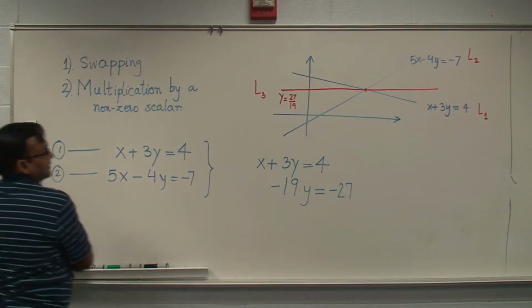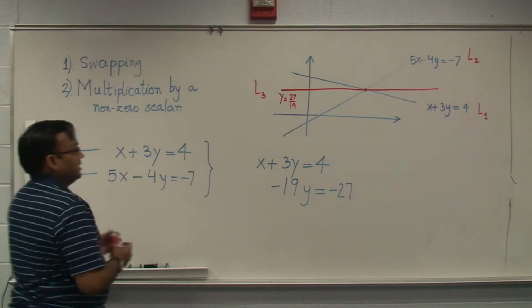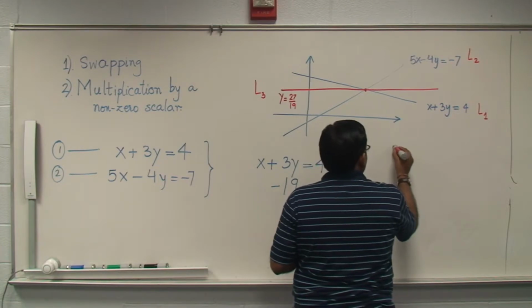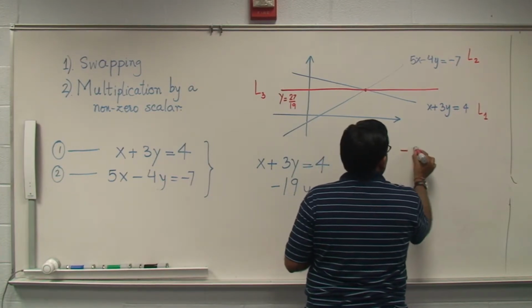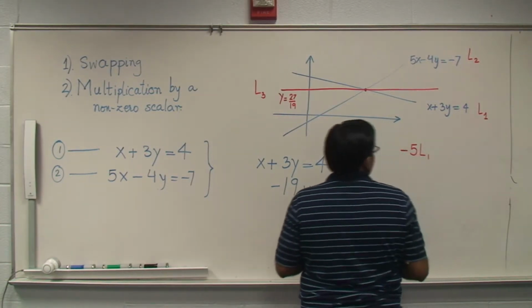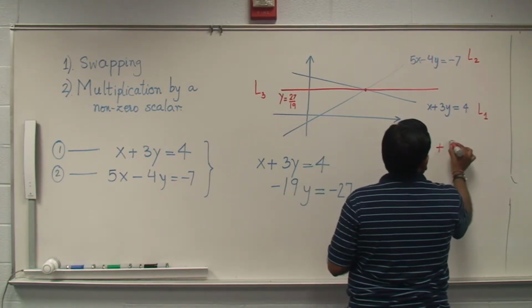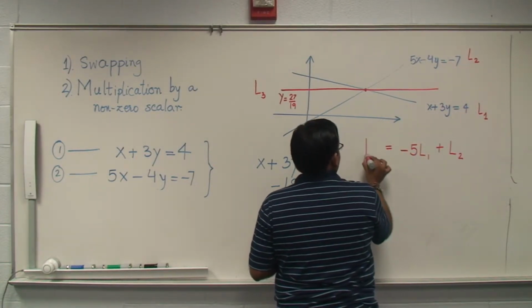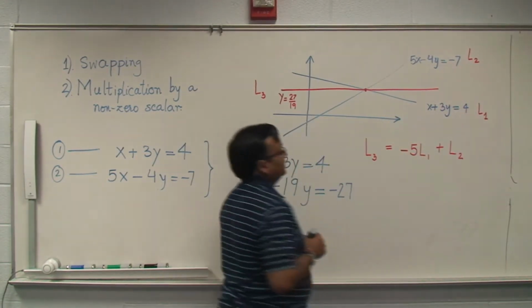Now, how did I get line L3? Can I say I multiplied the equation for line L1 by minus 5 and added it to line L2, and that is how I got my line L3.